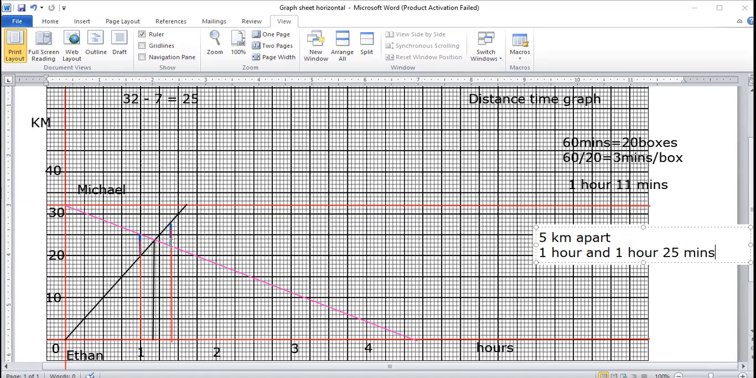A little bit of difference is totally fine. If in your working you get 1 hour 21 minutes or 1 hour 28 minutes, this much estimation will be allowed in this question. And that is your C part: they are 5 kilometers apart at 1 hour and at approximately 1 hour 22 minutes.